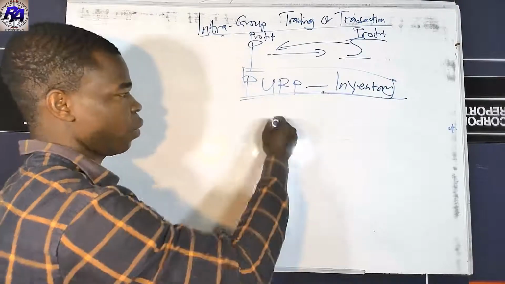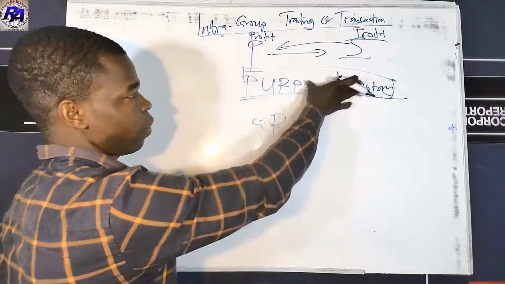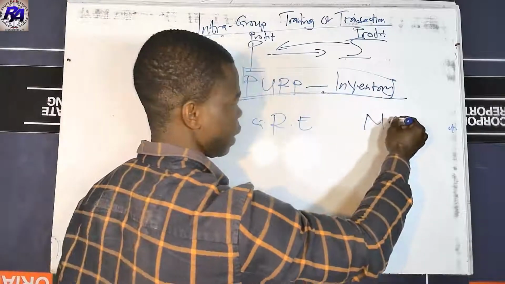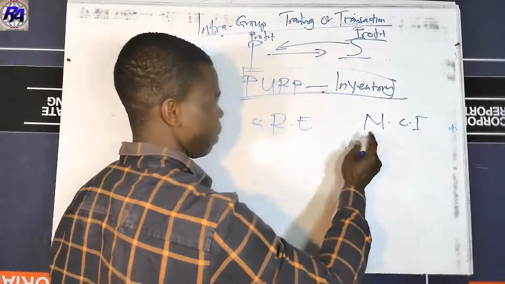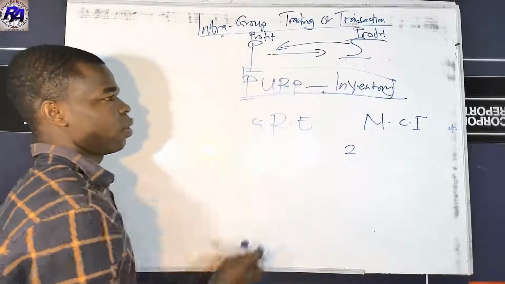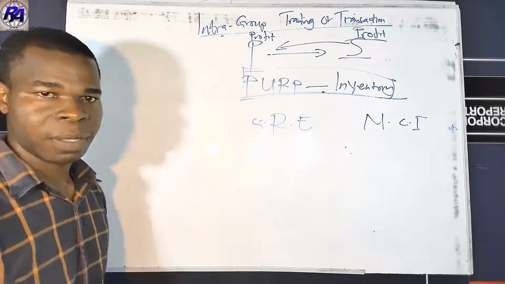So when you are preparing your group retained earnings, the parent's percentage of the unrealized profit will go to the parent, and when you are preparing your NCI holdings, the NCI percentage multiplied by the unrealized profit will also go to the NCI. That is about the apportionment.